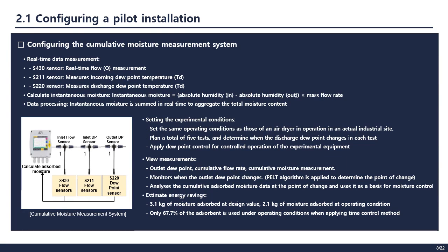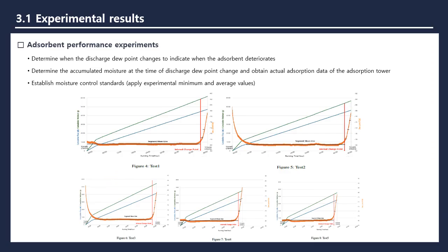Key components include the S430 sensor for real-time airflow measurement, the S211 sensor for inlet air dew point temperature measurement, and the S220 sensor for outlet air dew point temperature measurement. Using data from these new sensors, we calculated the moisture content of the inlet and outlet of the compressed air, then applied an algorithm to obtain real-time adsorption moisture data. Through this, the performance of the adsorbent was evaluated. Based on the experimental results, moisture control operation criteria were established with theoretical energy savings estimated at approximately 32.3%.